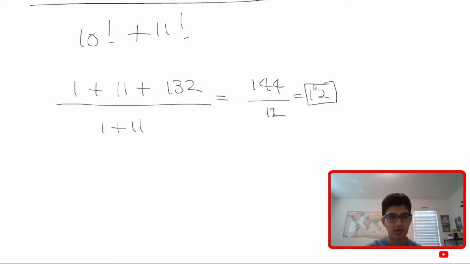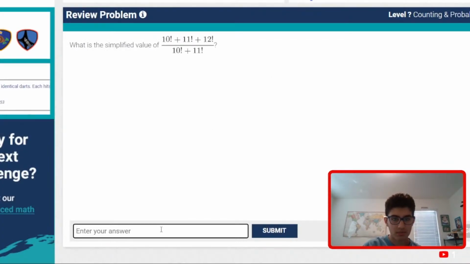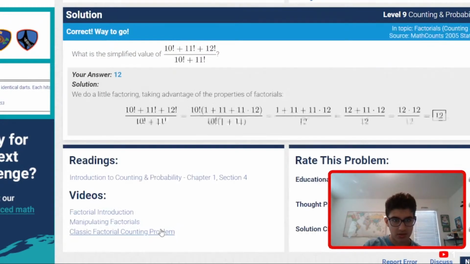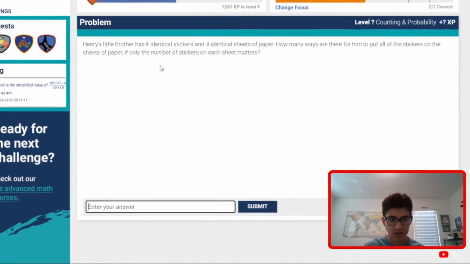So I'm just getting 12 here, but that seems like it could be off. Let's see. 12. Yeah, that seems right actually. Okay, so you just factor it out and simplify it from there.